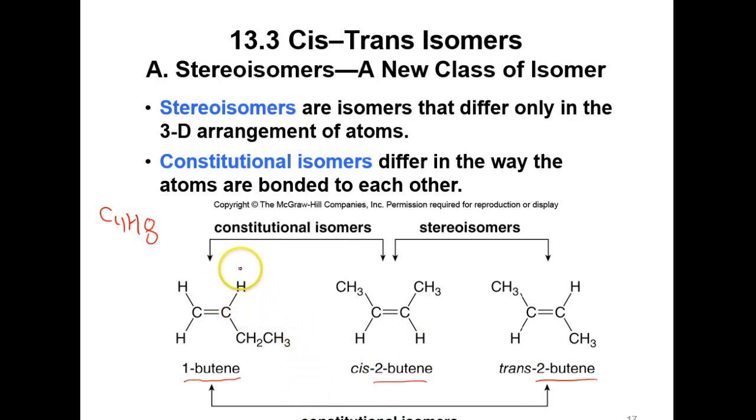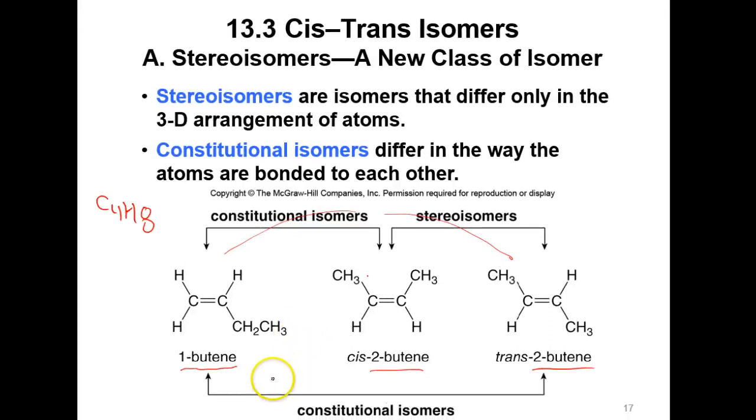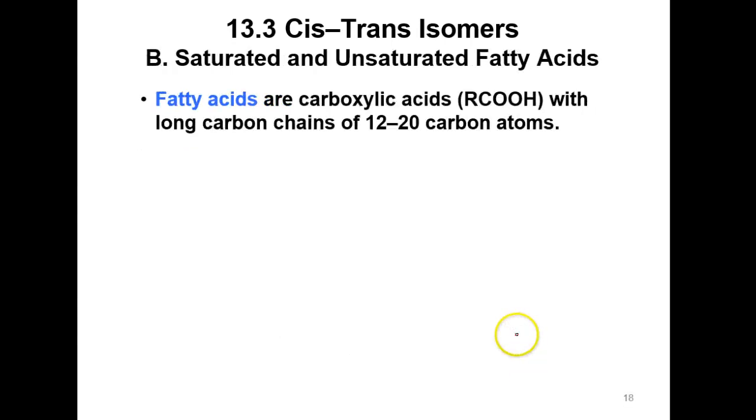So this is a constitutional isomer to the cis, and it's a constitutional isomer to the trans. I don't know if you can read this down here. Let me see if I can lower this a little bit just so that you can see what it says. There we go. You see how it says constitutional isomers down there? This is a constitutional isomer to both of these, but these are stereoisomers. One is the cis, where they are on the same side, and the other one is the trans, but they're both 2-butenes.